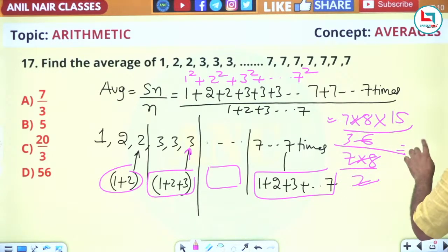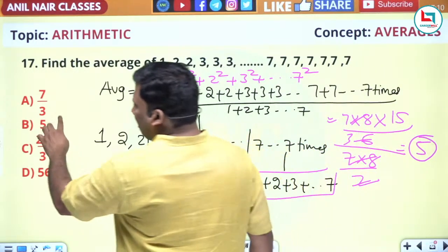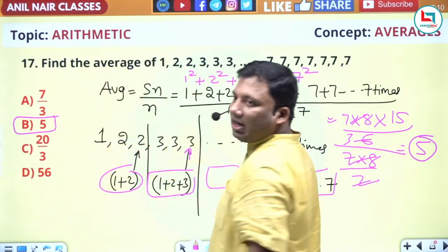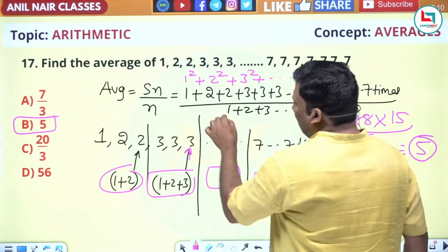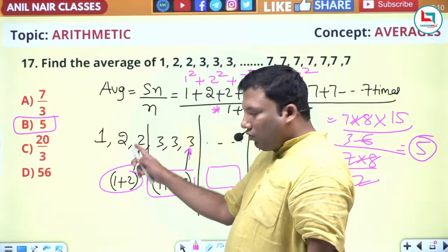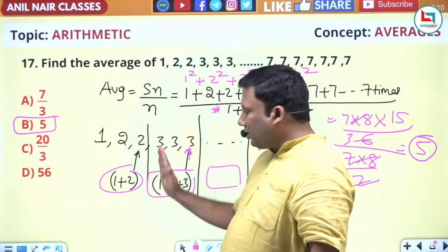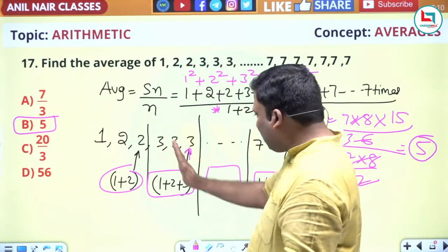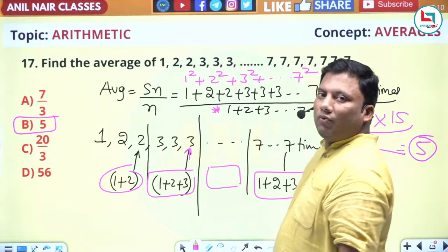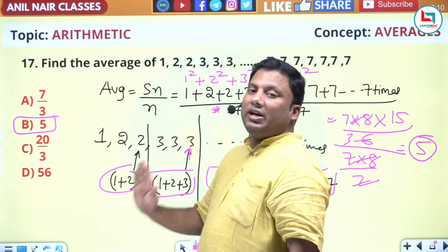3s are 15 by 3. Answer is 5. Only the challenge which you might face is in calculating totally how many terms are there. 1, 2 plus 2. Totally 3 terms are there. Totally 6 terms are there. Totally 1, 2, 2, 3, 3, 3, 4, 4, 4. Totally, how many terms will be there?